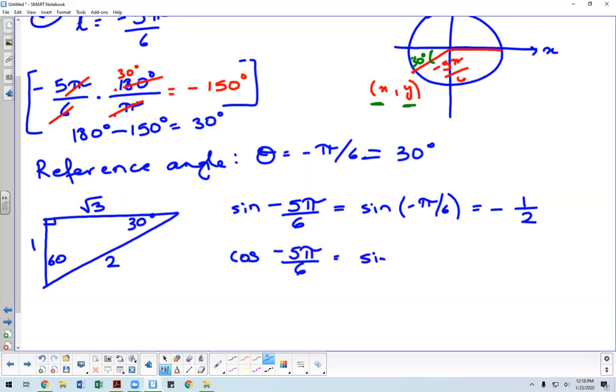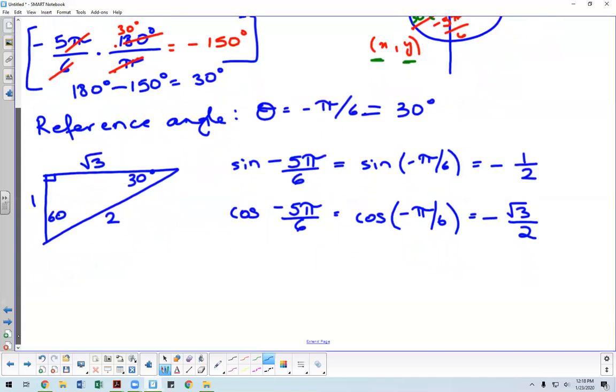For cosine, again, our original angle is negative 5 pi over 6. Reference angle is negative pi over 6. Cosine, again, with respect to the 30 degrees, is going to be adjacent over hypotenuse. So that's your square root of 3 over 2. Again, quadrant 3 angle, which makes it negative.